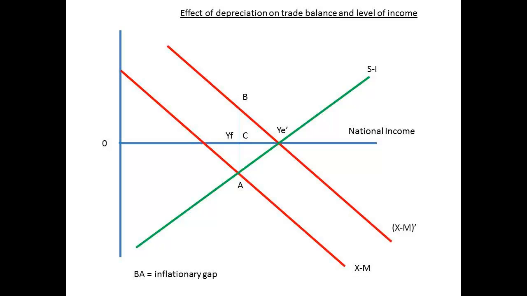Suppose, however, that the country is already at full employment. When the shift to X minus M dash occurs, then the new equilibrium should be YE dash. An inflationary gap, BC, has appeared. This is demand inflation, and price rises will then start to make UK exports less competitive.